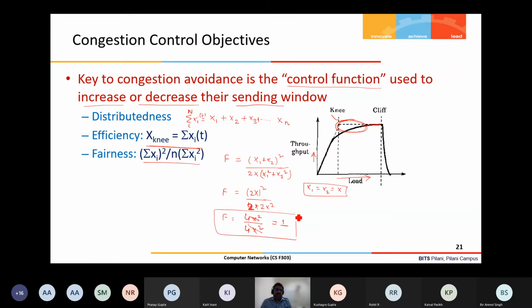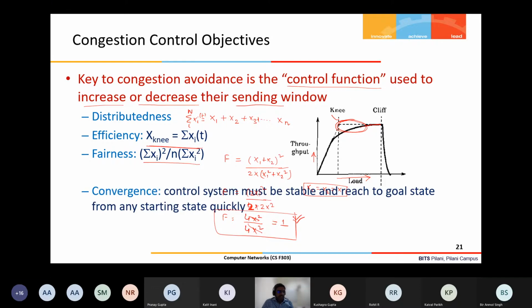If it is less than 1, then it means the resources are not shared equally, that there is an imbalance among the flows. So a fairness index of 1 indicates everything is fine. So my fairness index should always be 1.